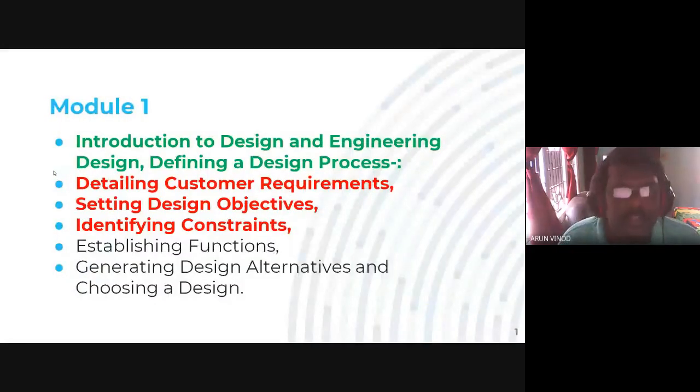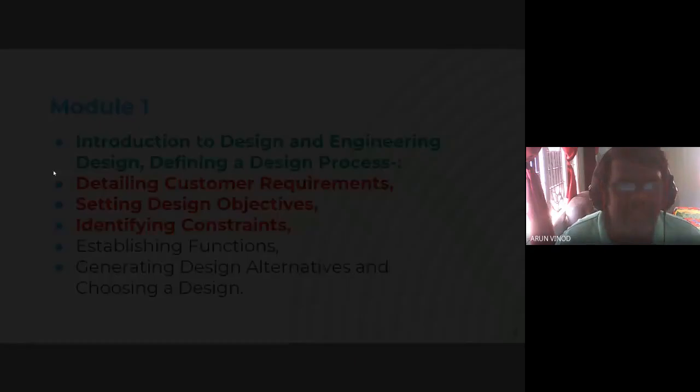Okay, so we have just completed the basic definition and the introduction part. So let us move on to the phases of design process. There are 6 phases, as I already told. So we'll try to complete detailing customer requirements, setting design objectives, and identifying constraints. We'll start with detailing customer requirements.